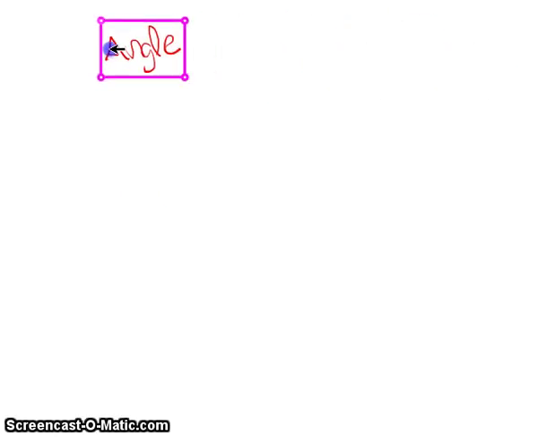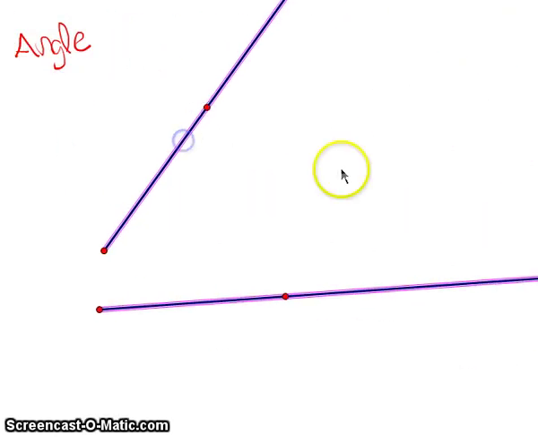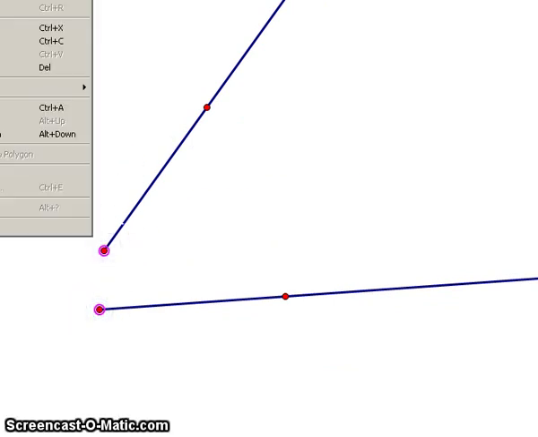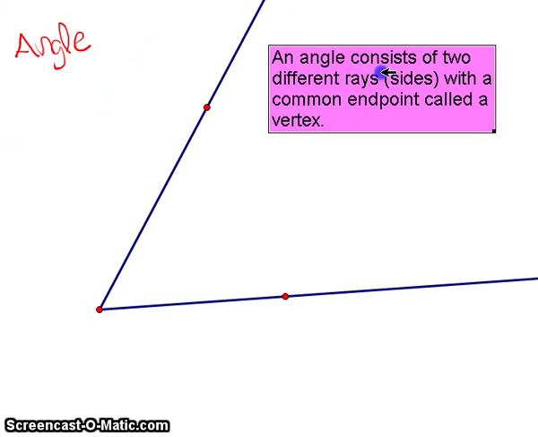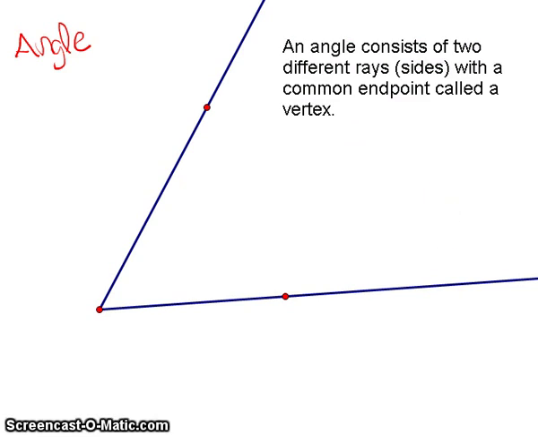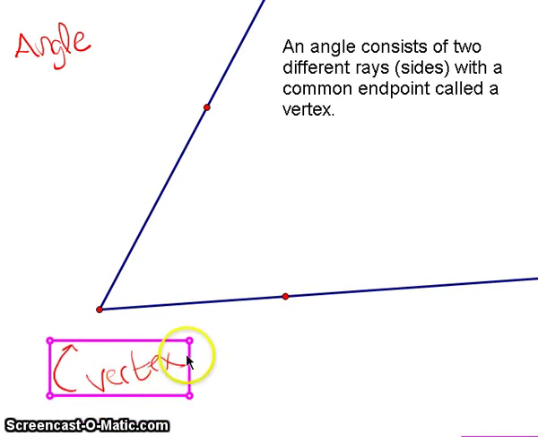This lesson we're going to be talking about angles. I'm going to bring two separate rays onto the screen, and I'm going to take the endpoint of each ray and merge those endpoints. And then we create an angle. An angle consists of two different rays, sometimes called sides, with a common endpoint called a vertex. The vertex of the angle would be right here.